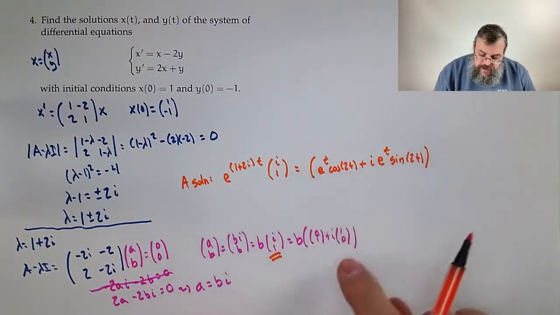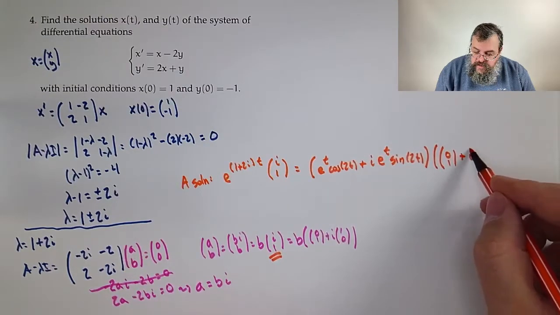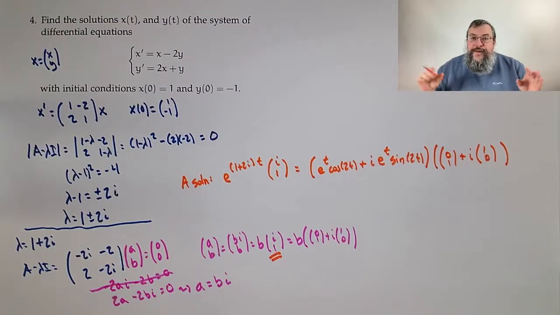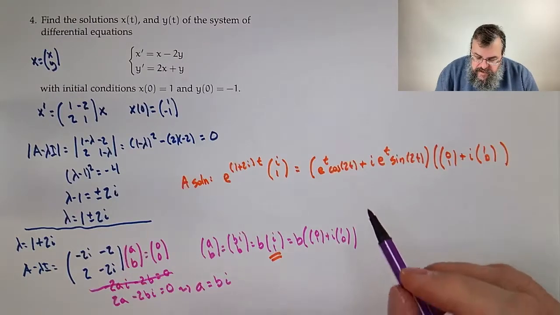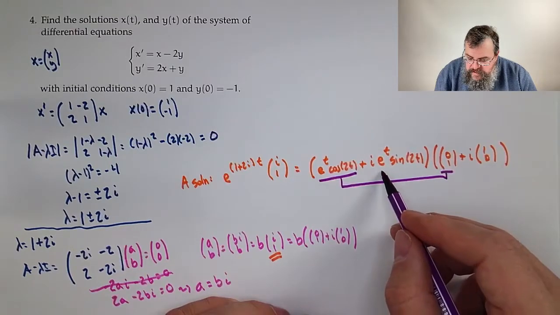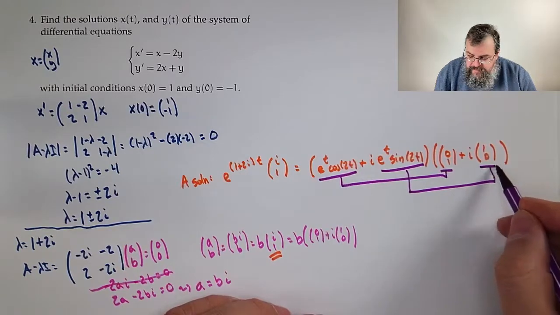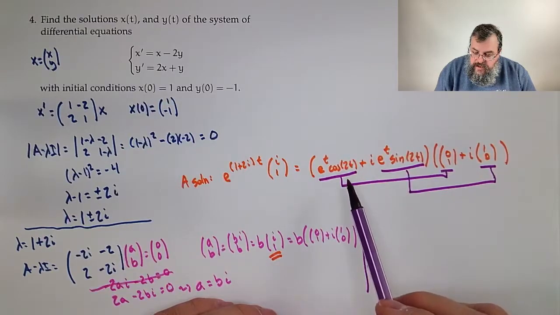Now, the second part, we do what we did down here. This is the vector 0, 1 plus i times the vector 1, 0. And now we need to do a little bit of distribution, which means we're going to take the real parts and the imaginary parts, sorry about that, and multiply them together and see what we get.